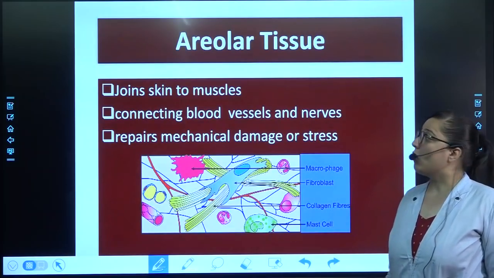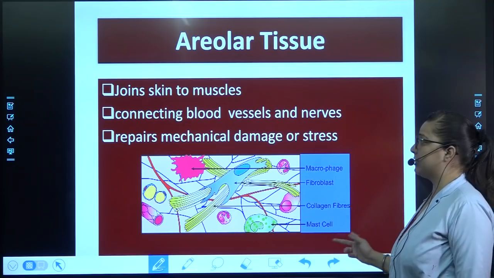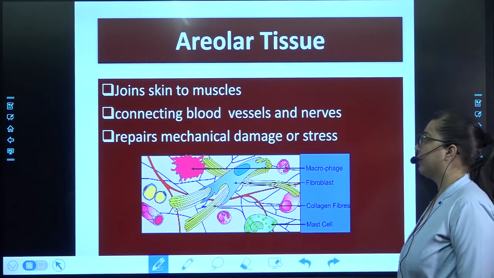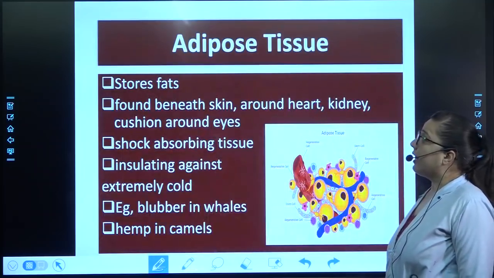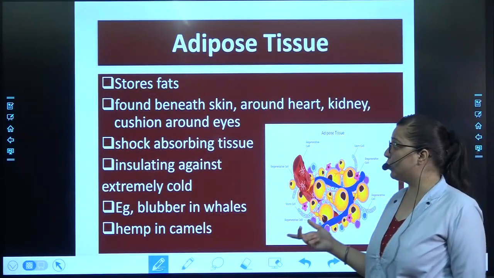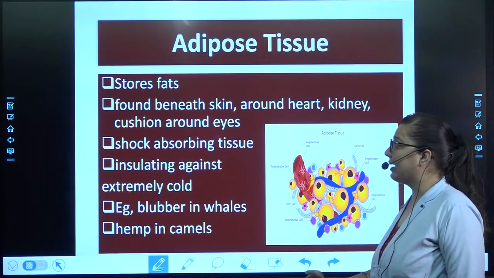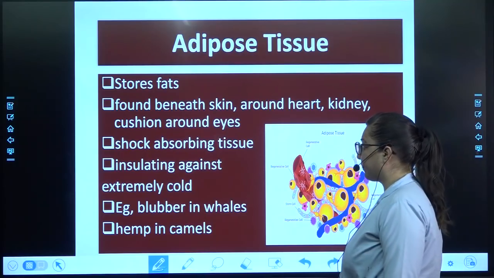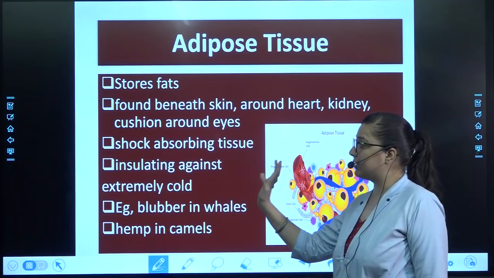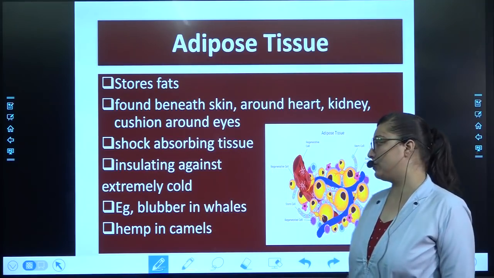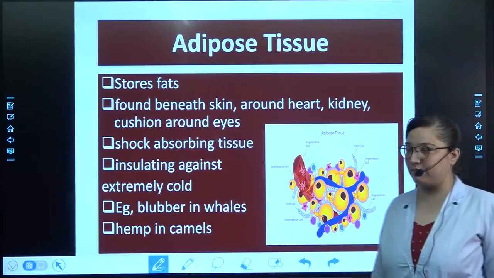It will join the skin to the muscles, then it will connect the blood vessels and the nerves. It will repair mechanical damage or stress. Adipose tissue will store fat, where it is found beneath the skin, around the heart, kidney and as a cushion around the eyes. It is a shock absorbing tissue. It also provides insulation against extremely cold situations, where it is found as the blubber in whales and hump in the camels.